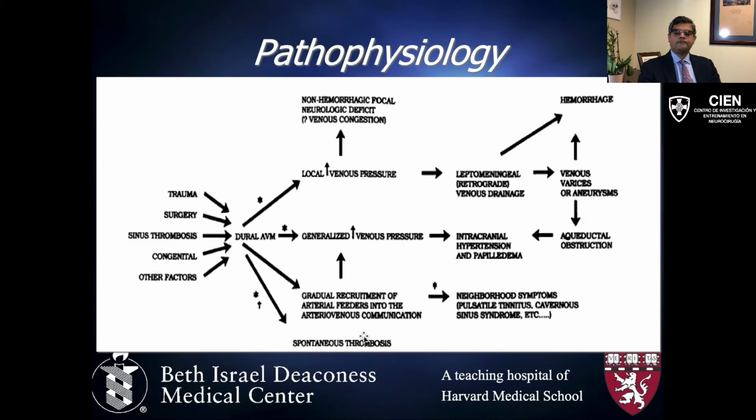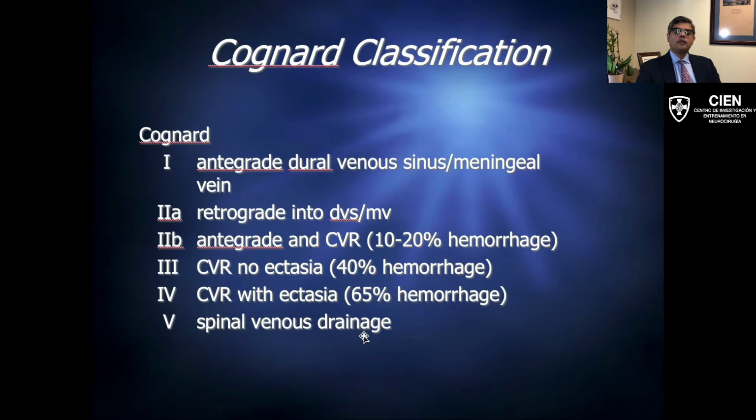There are various ways to classify them. The more accepted classification systems are the Cognard classification and the Borden classification. The Cognard type 1 is an antegrade dural venous drainage. Type 2A is retrograde drainage. Type 2B is antegrade and cortical venous drainage, which has a high risk of hemorrhage, 10 to 20%. Cortical venous reflux with no ectasia has a 40% risk of hemorrhage. Cortical venous reflux with ectasia has a 65% hemorrhage risk.